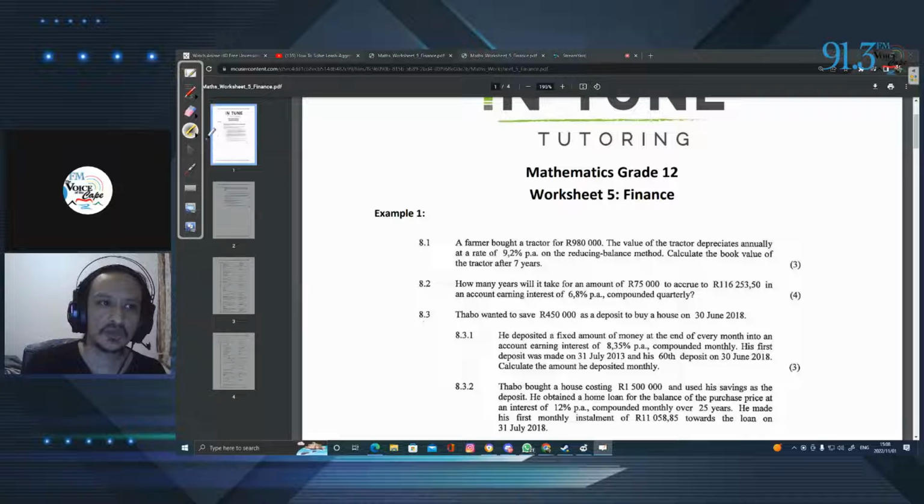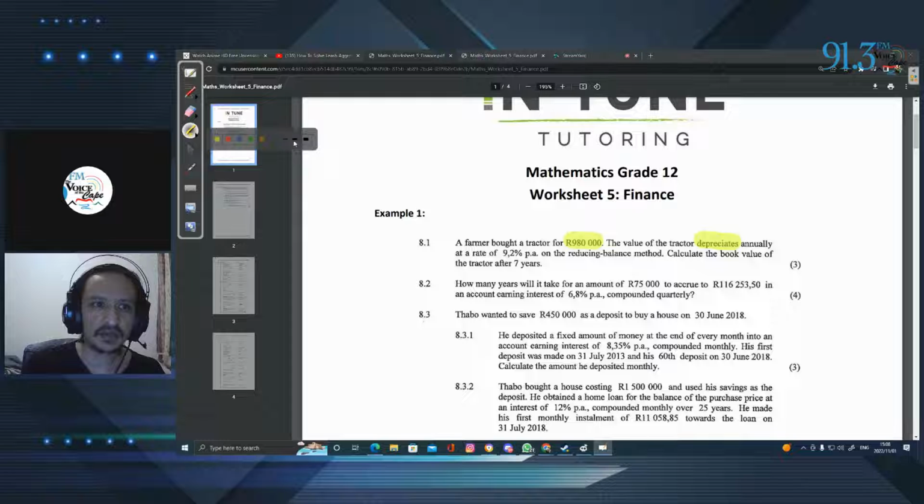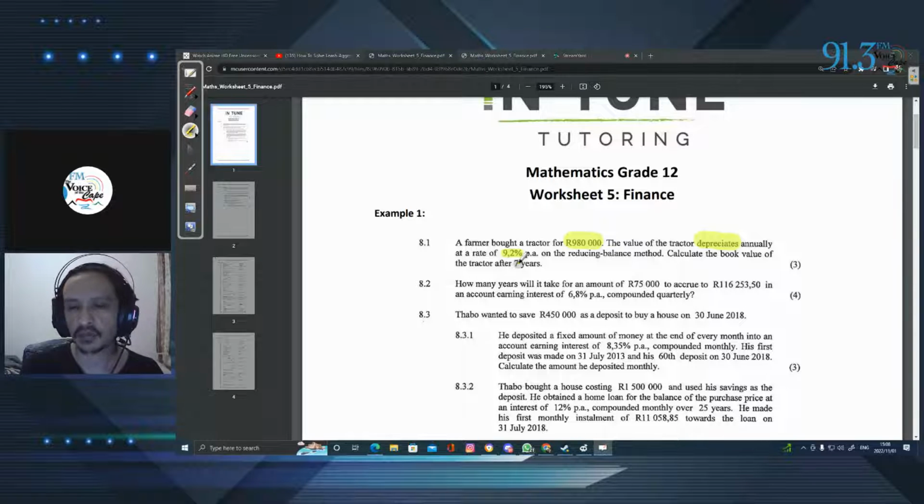So the important piece of information here is the fact that the value is depreciating. That's a very important note to take, which means we're going to need to use the formula that has the operator of subtraction. We have our interest at 9.2%, and in the formula we need to convert this 9.2% into a decimal. We do that by saying 9.2 divided by 100, and you'll see it in the formula shortly. And they state that it is per annum. It's not monthly, it's annually.